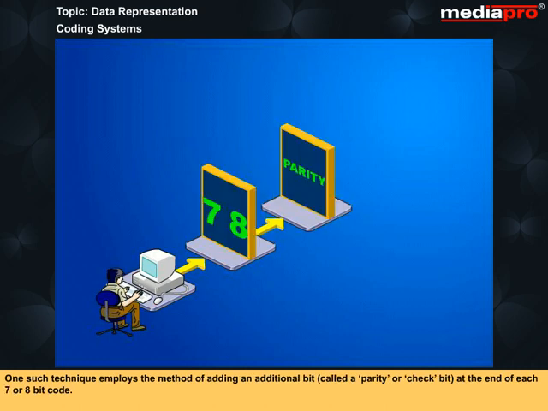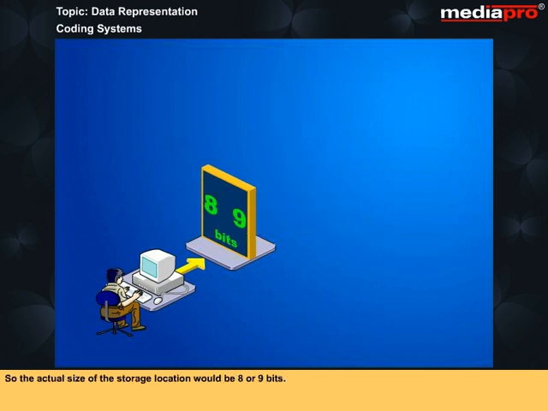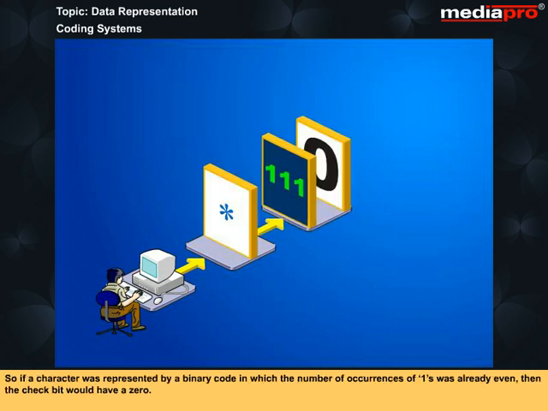One such technique employs the method of adding an additional bit, called a parity or check bit, at the end of each 7 or 8-bit code. So, the actual size of the storage location would be 8 or 9 bits. The extra bit was used to ensure that the total number of ones in the code was always even. So, if a character was represented by a binary code in which the number of occurrences of ones was already even, then the check bit would have a 0.